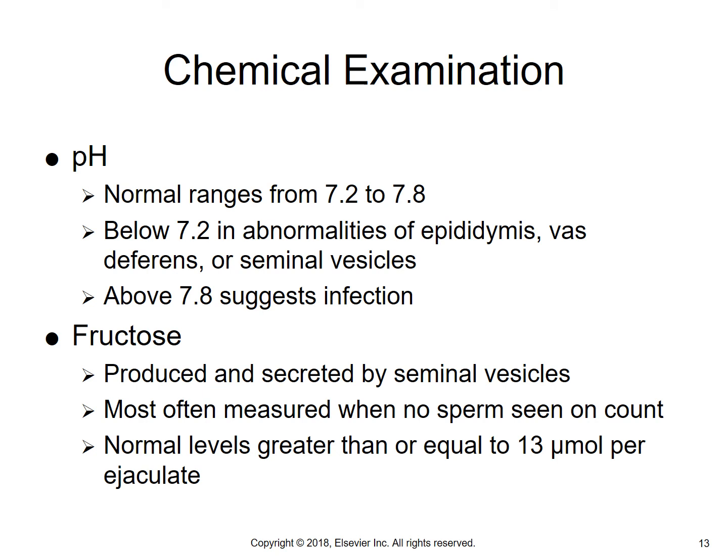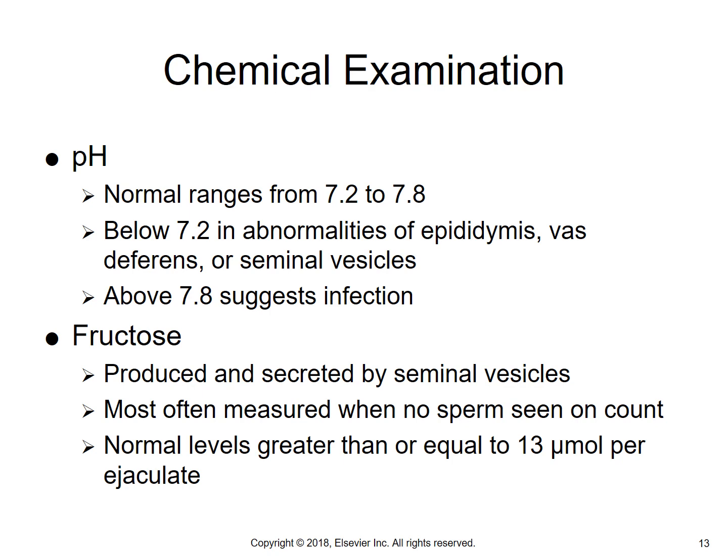So now let's talk about the chemical examination of seminal fluid. The pH of normal semen is alkaline and ranges from 7.2 to 7.8. Fresh specimens with a pH of less than 7.2 can be obtained from people that have any kind of abnormality in the epididymis, the vas deferens, or the seminal vesicles. In contrast, if you have a fresh specimen that exceeds a pH of 7.8, this is very suggestive of an infection of the male reproductive tract.